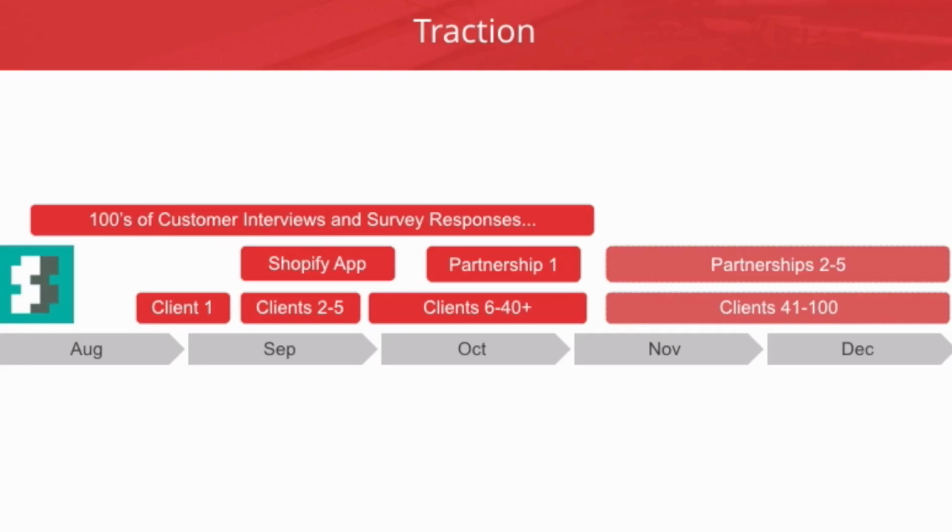This is a screenshot of our traction. Right now, we have 40 stores trying out Artistry.io. We have one partnership with a very popular web agency focused on Shopify. And we've done over 100 customer interviews and survey responses. And we're going to continue doing that all through our journey. By December, I expect to have around 100 clients and around 5 more partnerships with web agencies and freelancers.